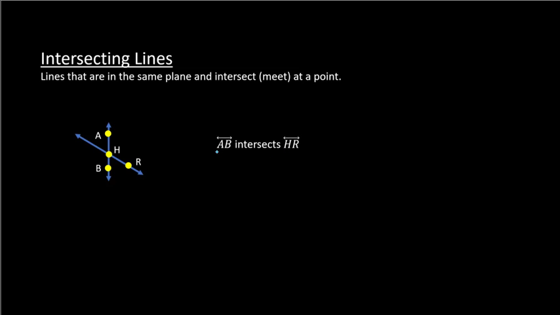So we can use our math symbol for line AB and line HR. There's no special symbol for the word intersect, so you just write out the word intersect. And if you want completely everything in English, we can just write out the phrase line AB intersects line HR. So parallel lines do not intersect. Intersecting lines do intersect, meaning they cross over.